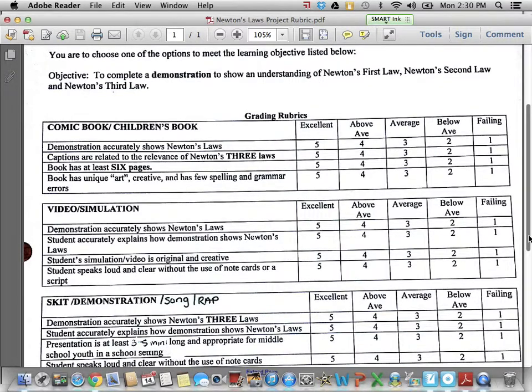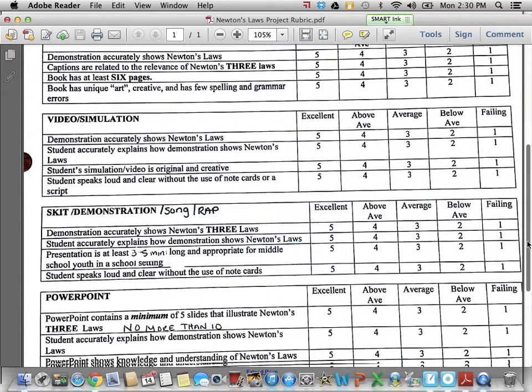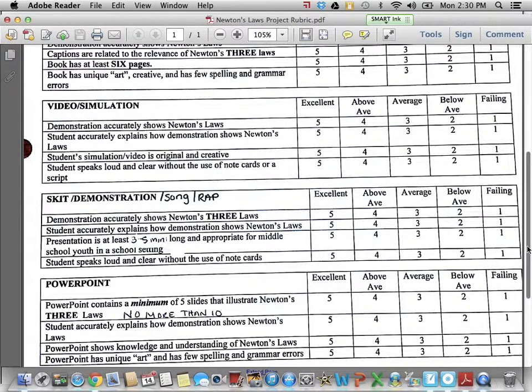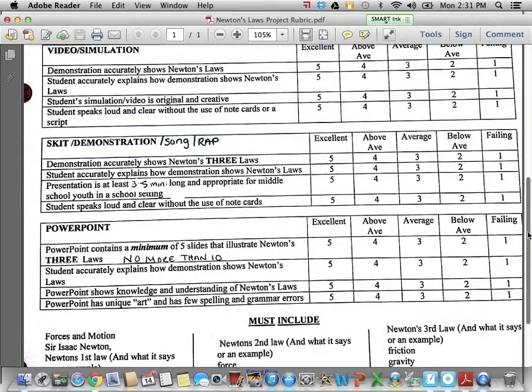So the first one's the children's book. If you're going to do that, pay attention to what's expected of you in there so you can get all fives for excellence. The next one is a video or simulation. Pay attention to that so you know what you can get for all fives. The third one is a skit or demonstration. Add to the third one, song or rap. I forgot to type that in there. If your rubric does not have that, add that. For the third one, you need to make sure you add song or rap.